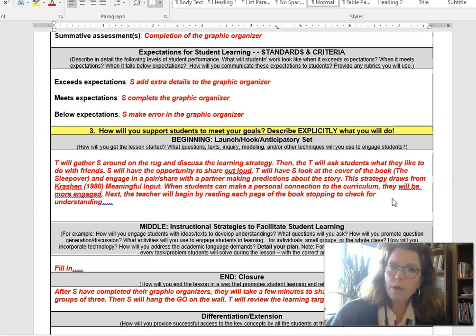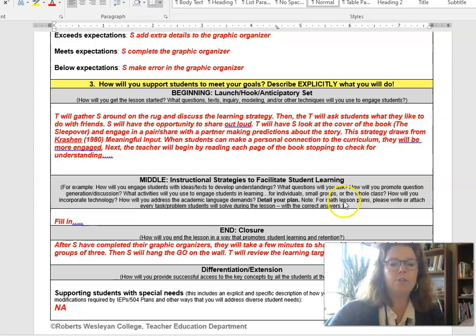You must include research somewhere in the lesson plan. It could be in the beginning, in the middle, or the end of this narrative. I put it right here. I put a strategy draws from Krashen in 1980, meaningful input. When students can make a personal connection to the curriculum, they'll be more engaged. Okay, that's it. You've done your job. It doesn't need to be a lot, 1 or 2 sentences, and you've made that connection. Next, the teacher will begin by reading each page of the book, stopping to check understanding, and so on.